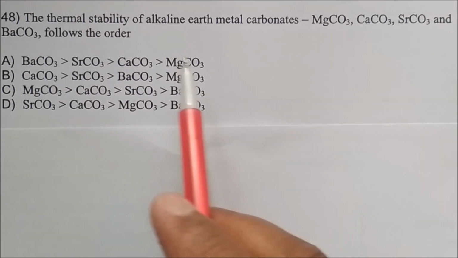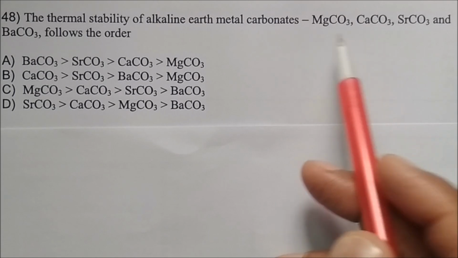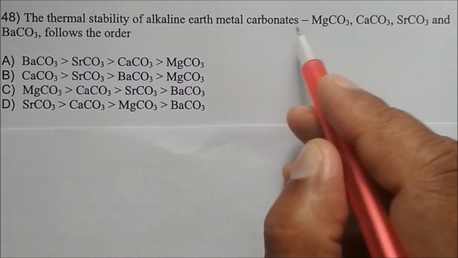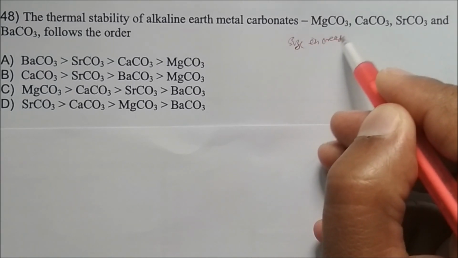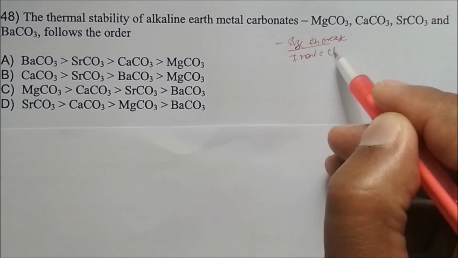Thermal stability of alkaline earth metal carbonates. So we can see these are the alkaline earth metal carbonates. If you go down the group, what happens? The size of the metals is increasing. So what will happen? Ionic character will increase. When size increases, you can see ionic character increases.